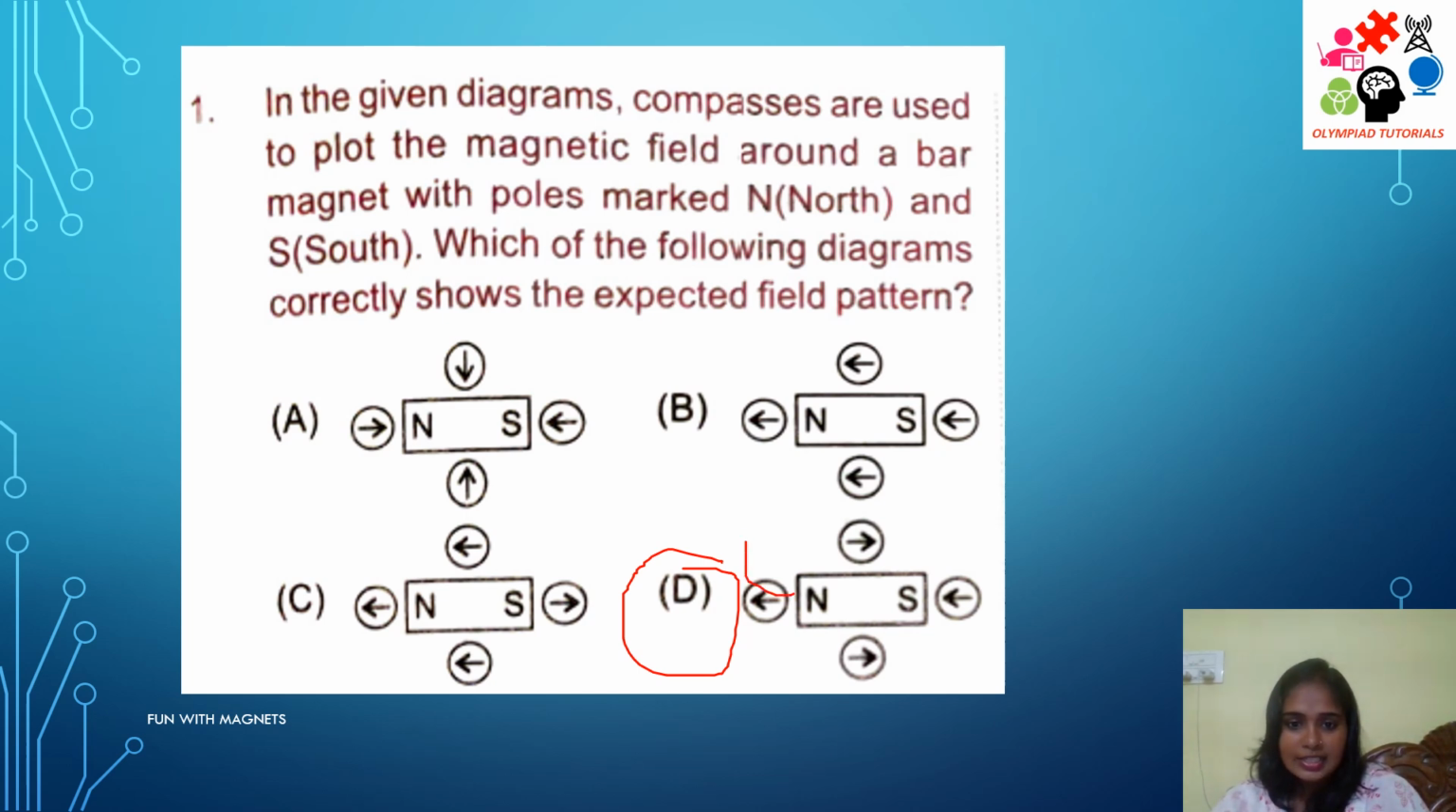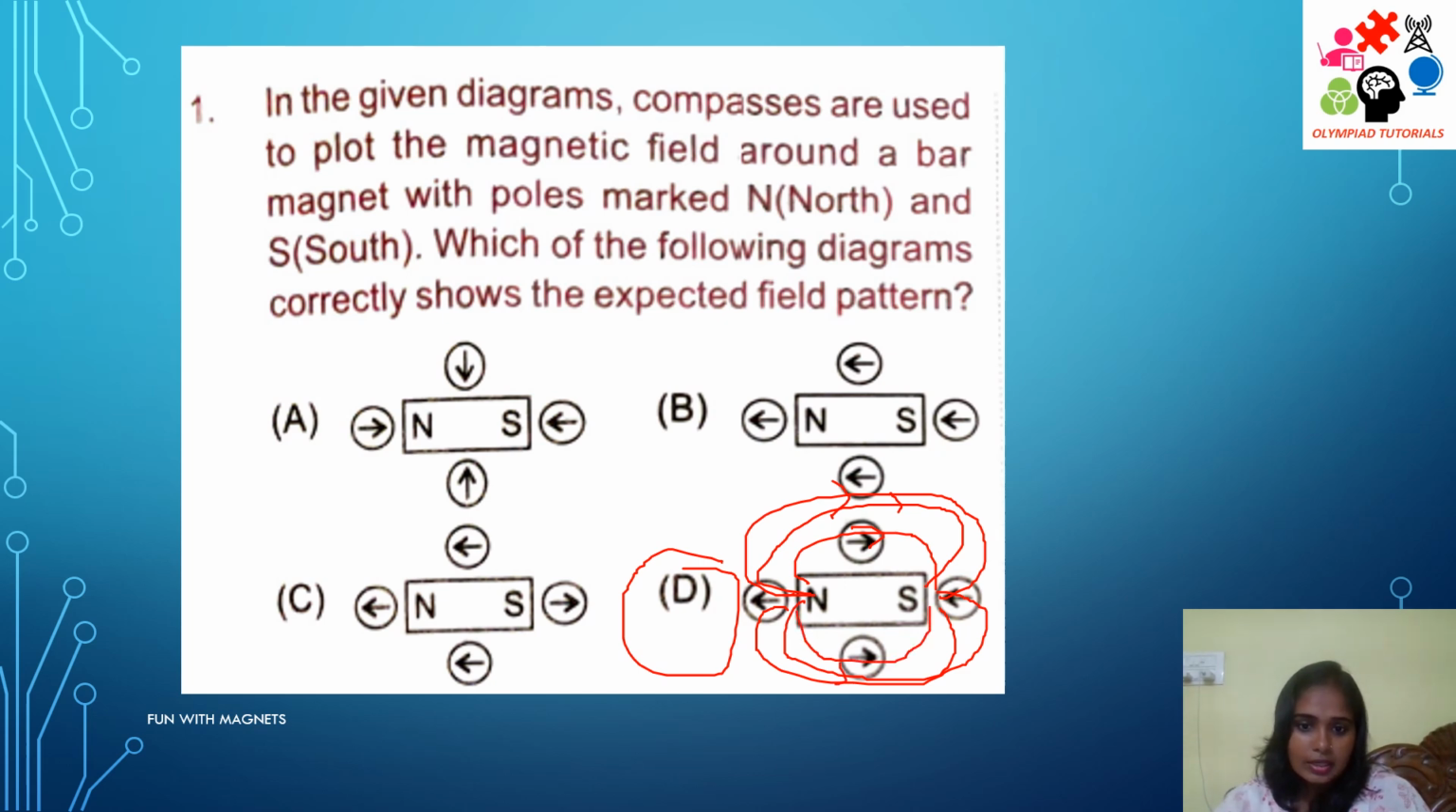Now just if we extend it, it will be in this manner. This will be the arrow. Similarly, in this pattern, you can see the magnetic fields. Even in the books, you can see the arrows are directed in this way. And even in this side also, you can see. So this will be the correct option, option number D.